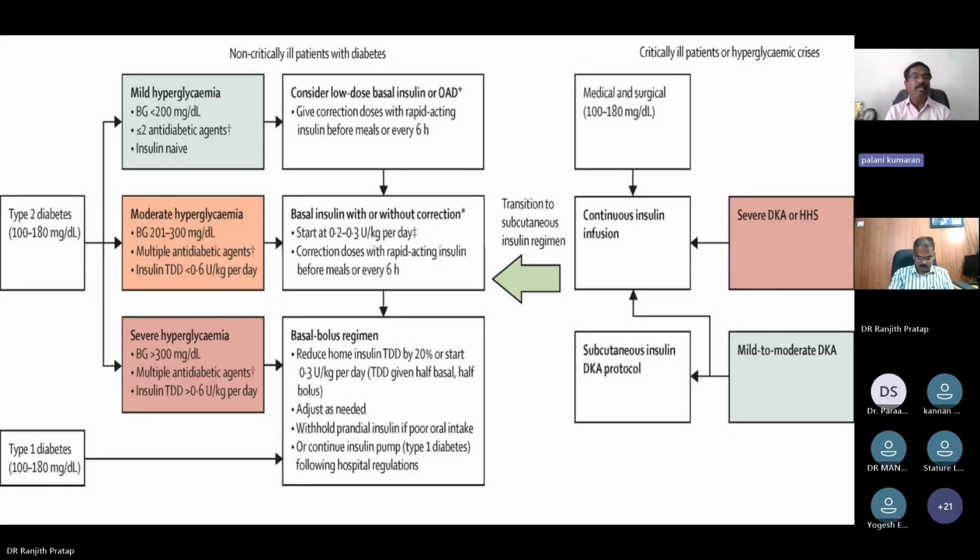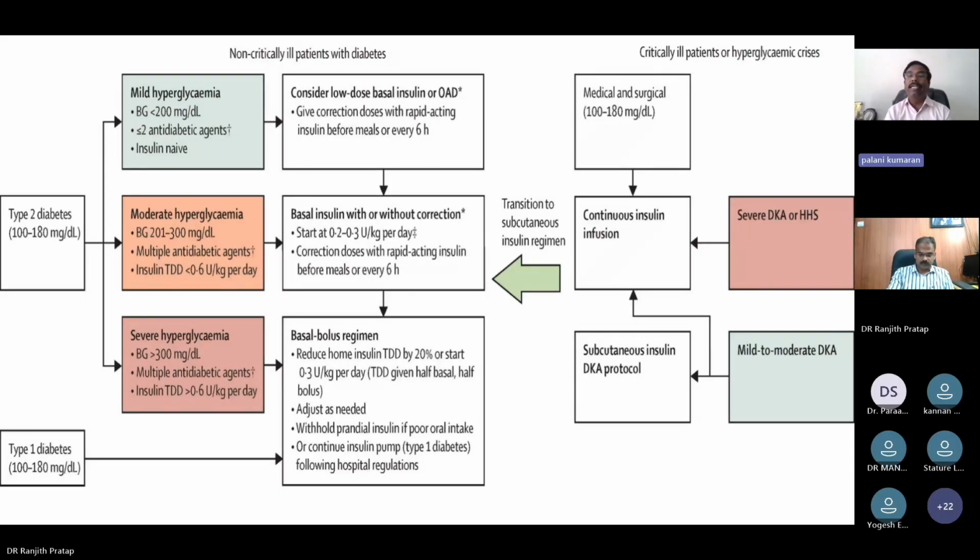Severe hyperglycemia is a blood sugar of more than 300 milligrams, consistently more than 300 milligrams, where previously the patient might have been using multiple antidiabetic agents, or the previous insulin requirement was more than 0.6 units per kg per day. We have to fix this regimen, and the basal bolus regimen is most ideal. Here we use both basal insulin as well as bolus insulin, and I will be dealing with the individual starting regimens in the incoming slides.